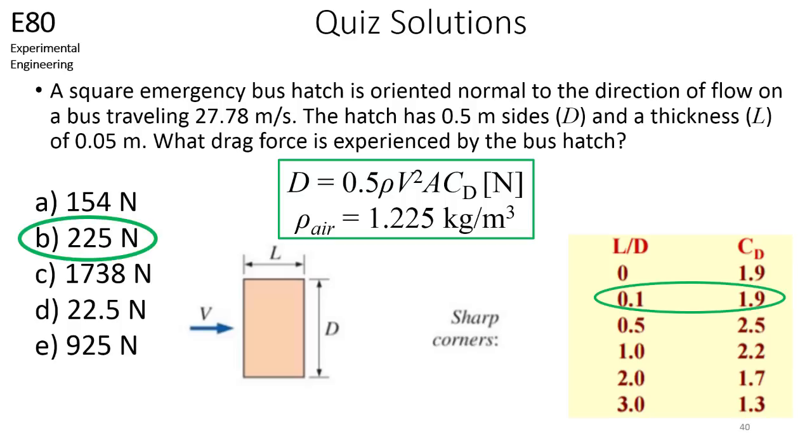The correct answer is B. We know the velocity and the density of air. The area of the bus hatch is 0.5 meters times 0.5 meters, which is 0.25 square meters. The coefficient of drag is 1.9 based on the ratio of thickness and side length. Plugging these into the drag equation results in a drag force of 225 newtons.